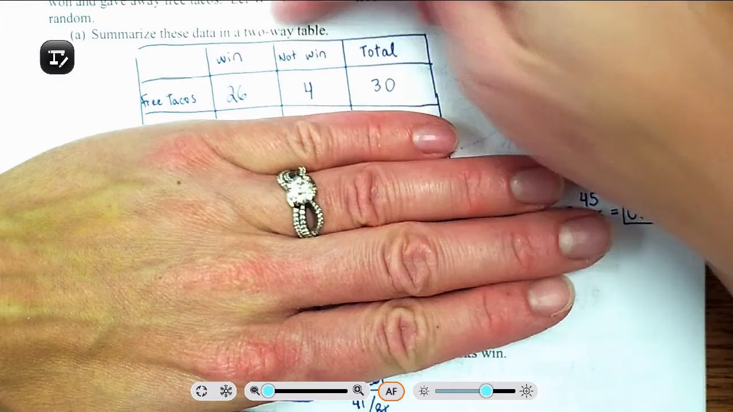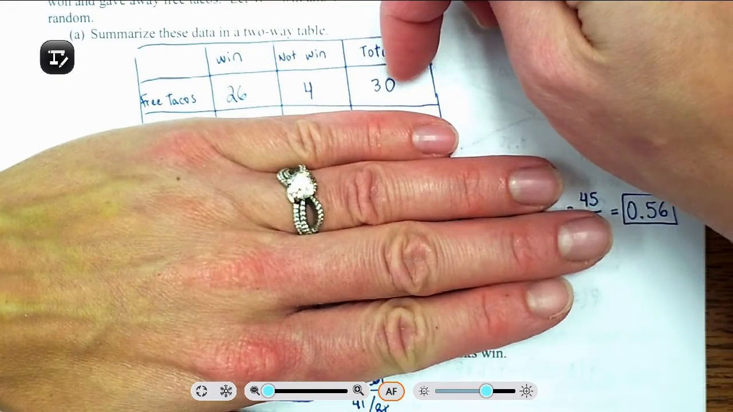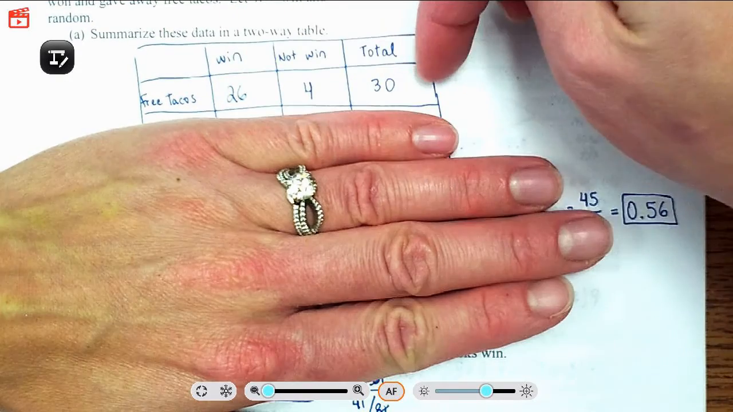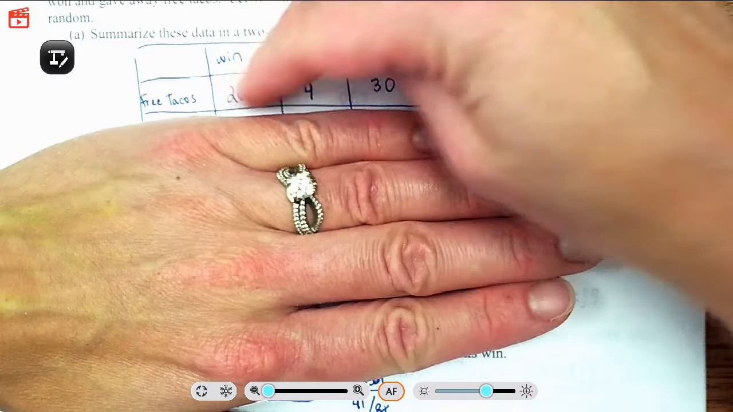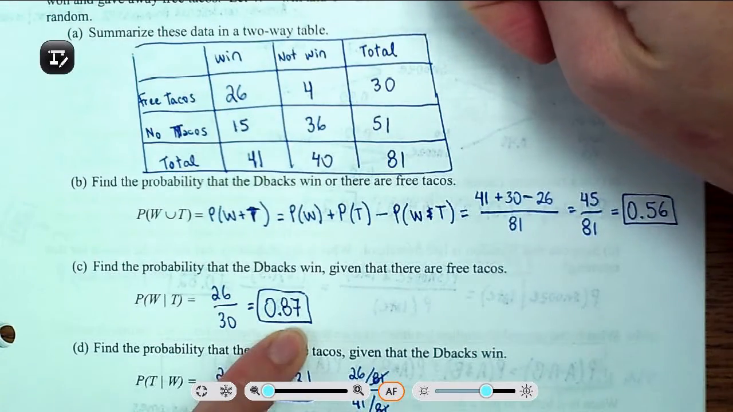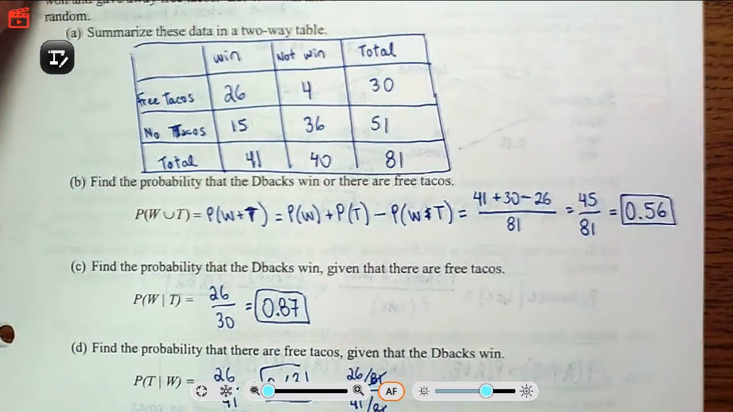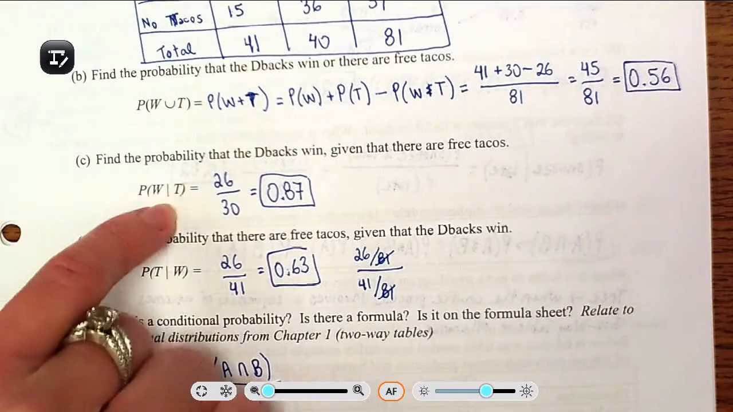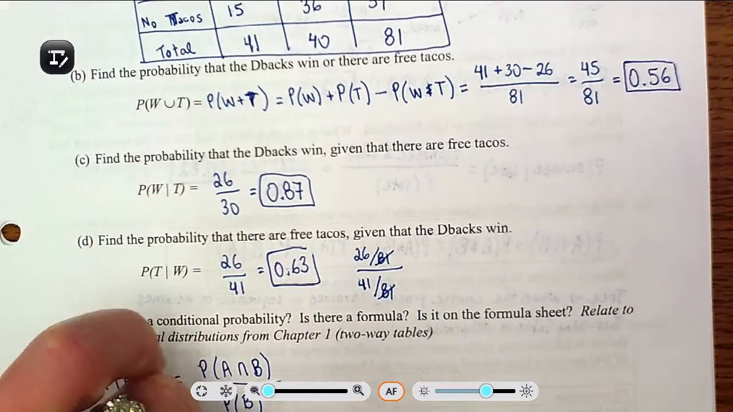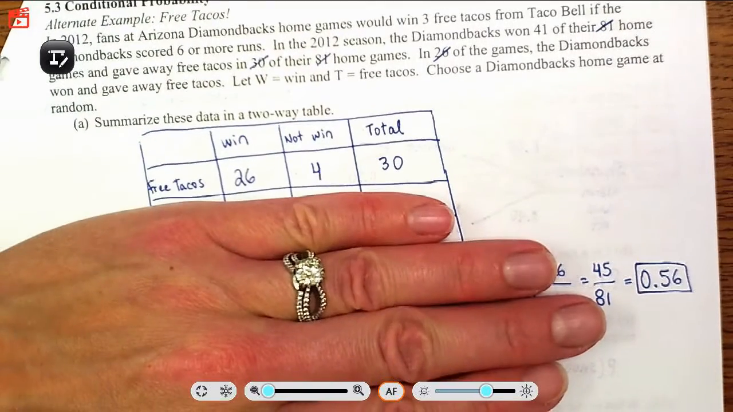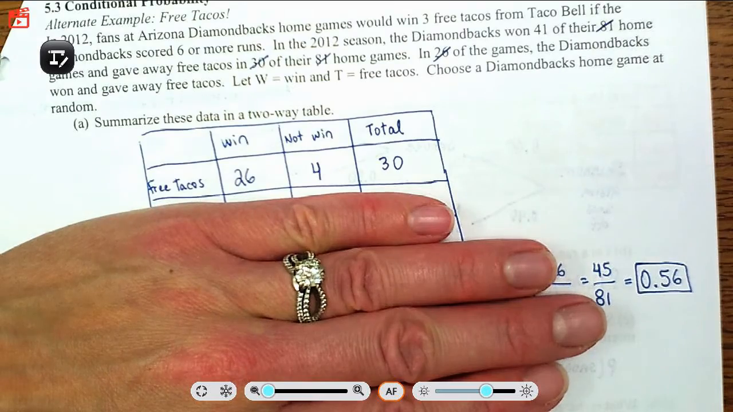What's the probability they won given there's free tacos? What's the probability they win out of these 30 games? That's 26 out of 30, 0.87. So I'm finding a new total, and that comes from given tacos. Okay? So I'm only interested in all the times that there was free tacos.